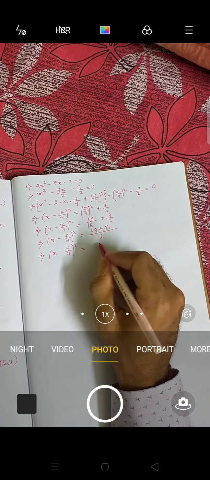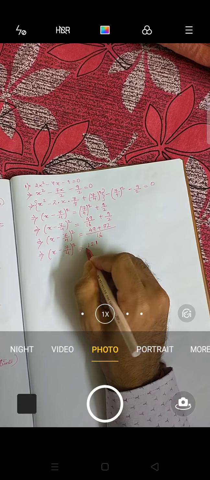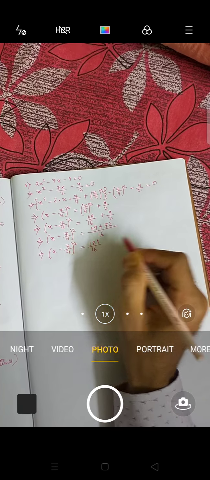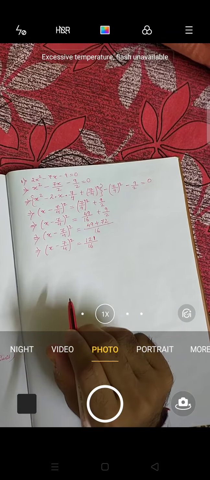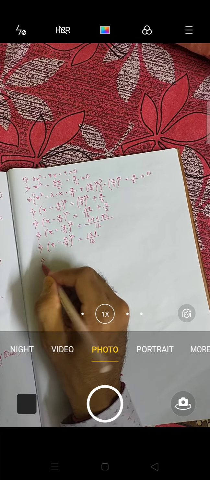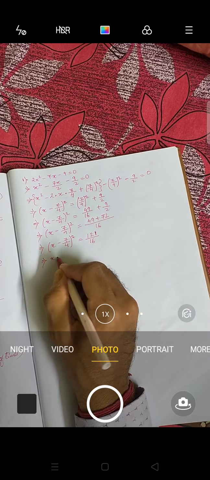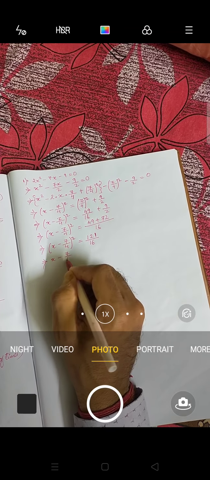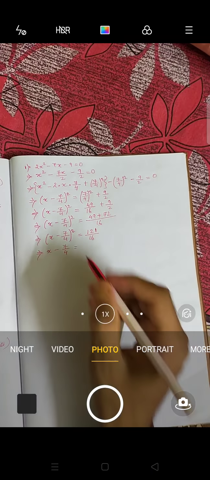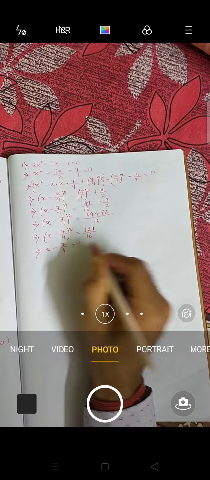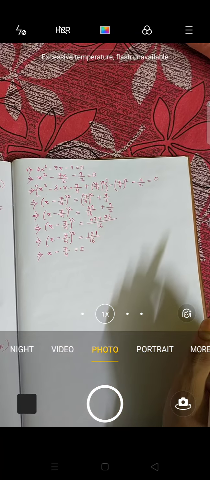How much will you get? 121. Sure. Okay. Now this square, when it transfers to the other side, it will become root, and we will be having plus minus, right? So we will not write each and every step like babies. I'll write directly plus minus, and if this square goes to this side, 121, is it a perfect square?